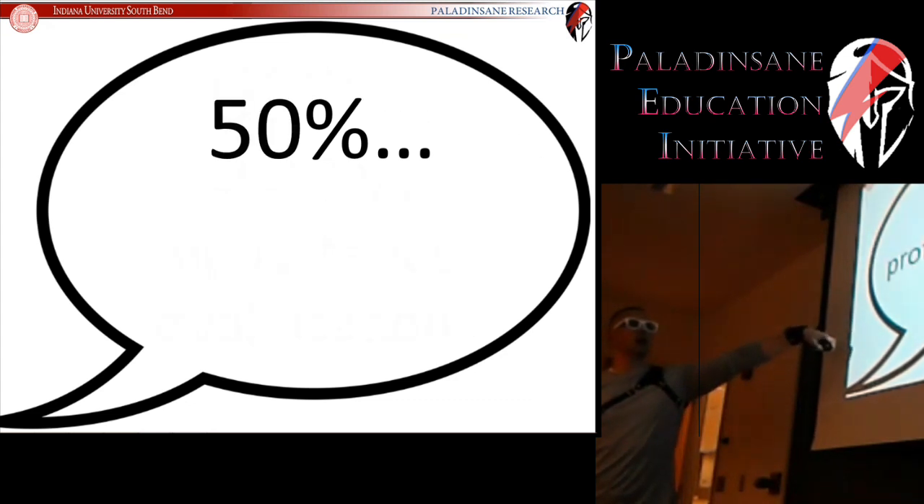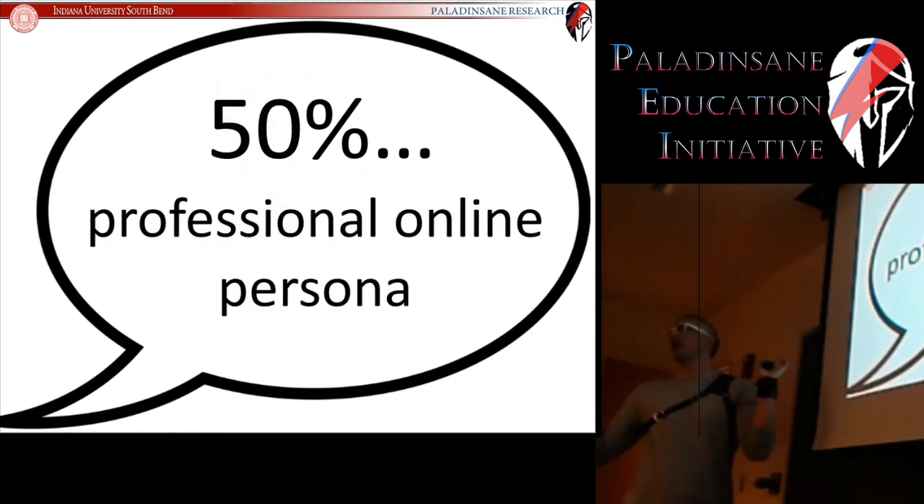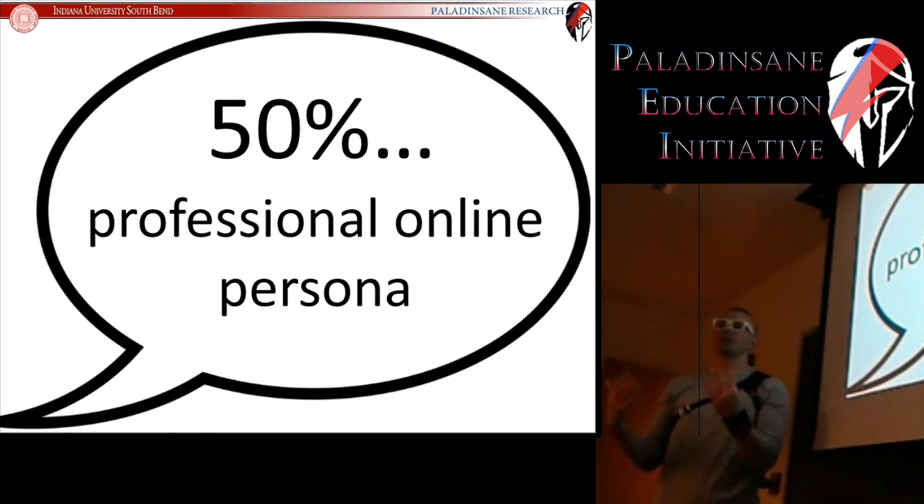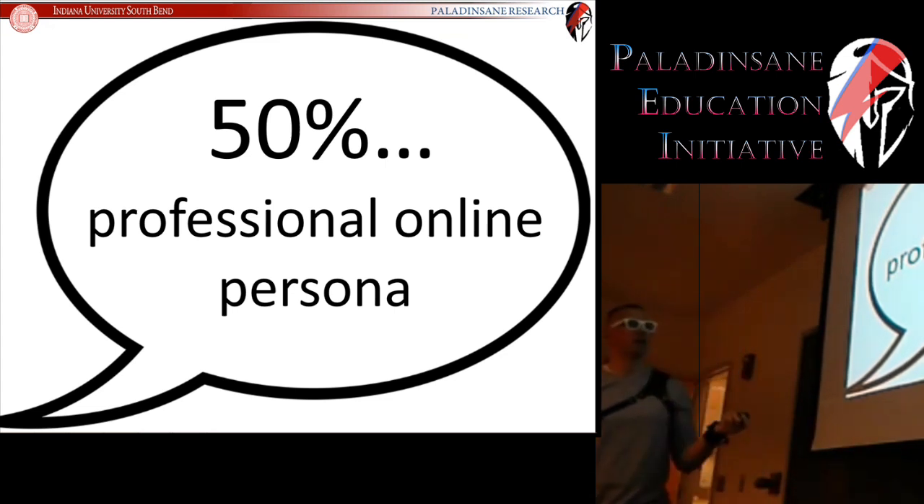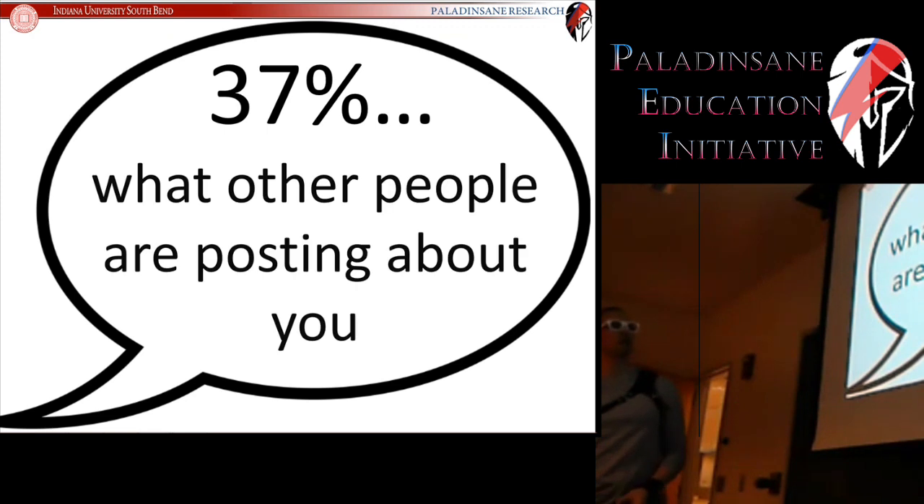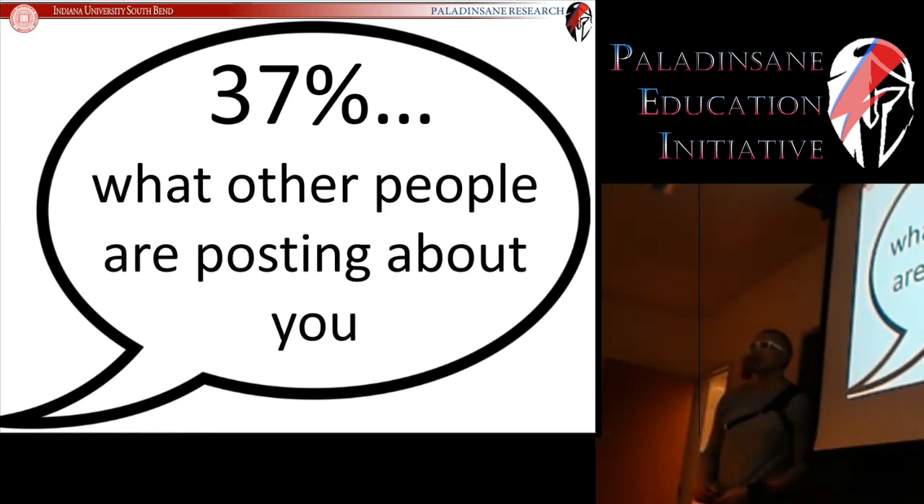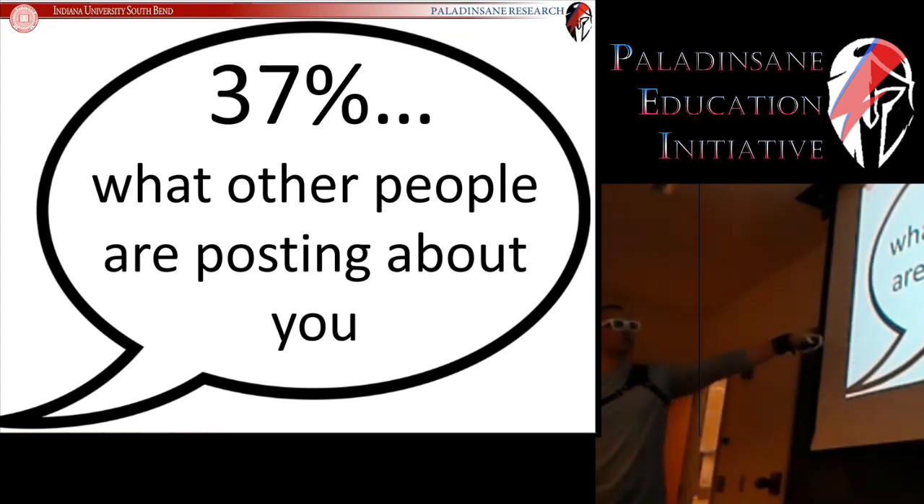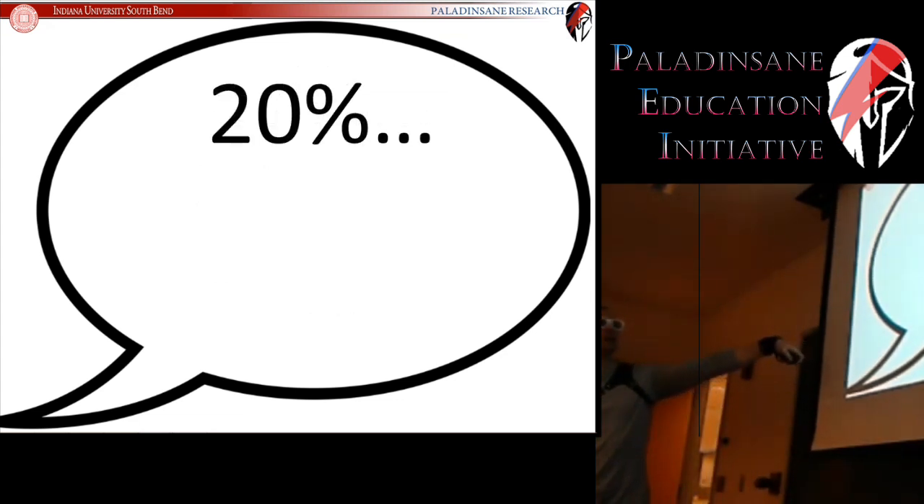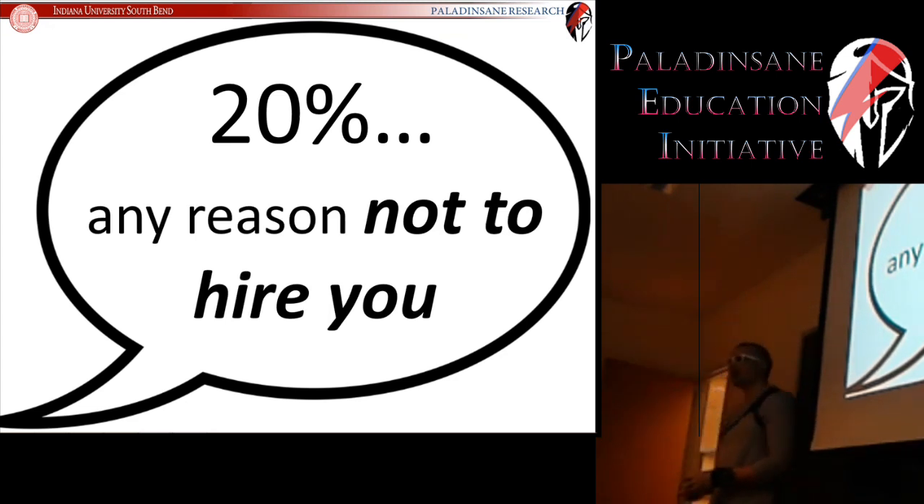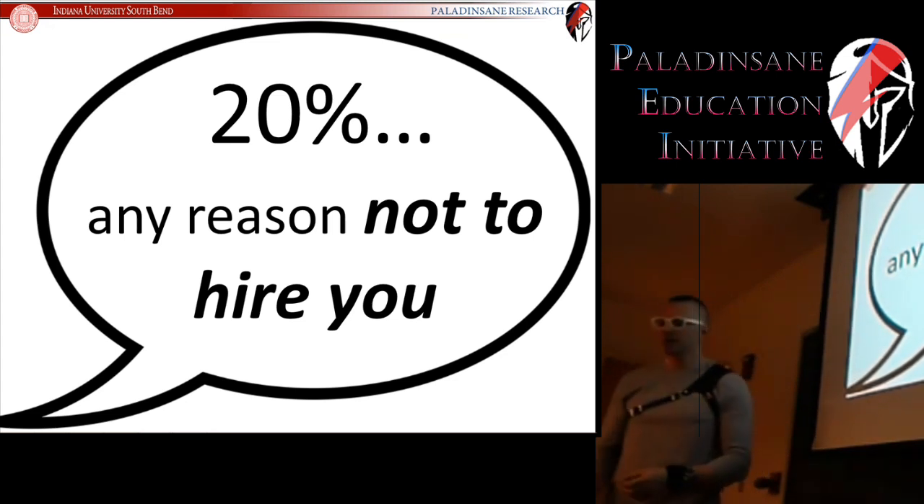50% of employers are looking to see if you just have a professional online persona. So are you online, and is it a professional account? 50% of them just want to know that you do have that presence. 37% of employers want to see what other people are posting with you. So how are you at interacting with your community? How are you perceived in your network of associations and connections? And then very importantly, 20% of those employers are looking for any reason not to hire you. They're looking for anything on your social media feed that would say to them, I do not want to hire this person, or I do not want to accept them into graduate school.